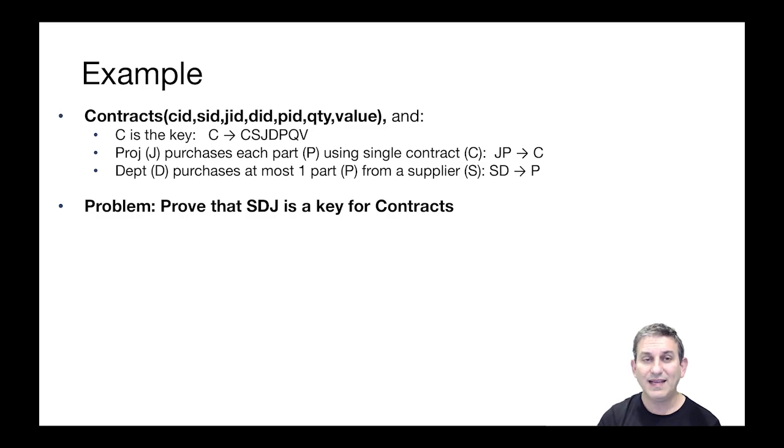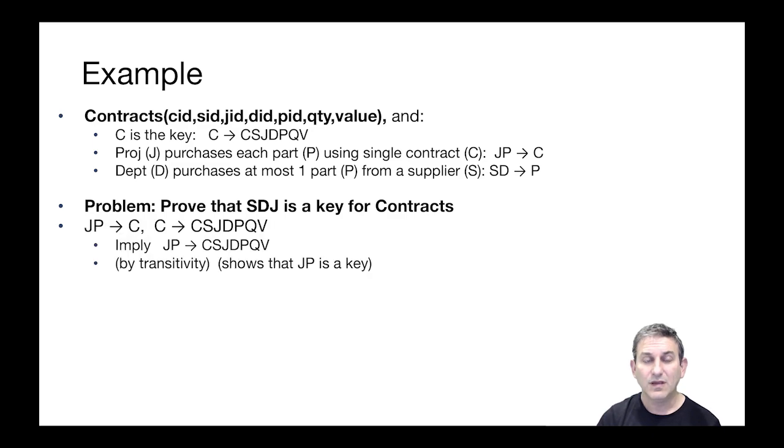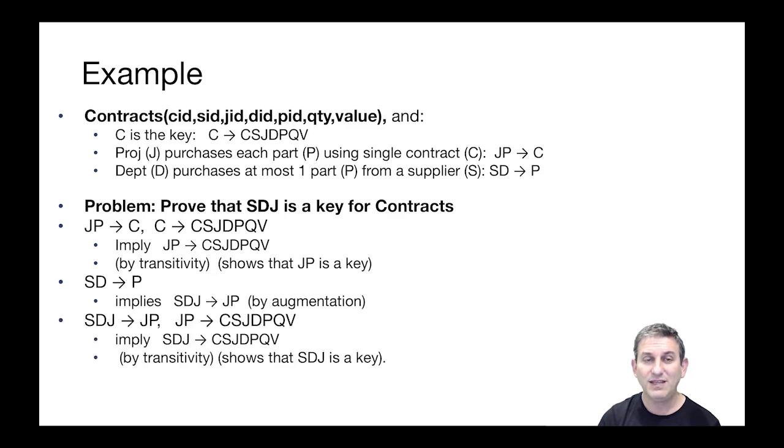Now we'd like to prove that SDJ is also a candidate key for Contracts. Well, we know that JP determines C, and C determines everything. So by transitivity, JP determines everything. So JP is a key, which is not what we wanted, but it's interesting. We also know that SD determines P, which implies by augmentation that SDJ determines JP. And you can see where this goes. Now, by transitivity, SDJ determines JP, and JP determines everything, so SDJ determines everything. And by transitivity, then, SDJ is a candidate key of Contracts.